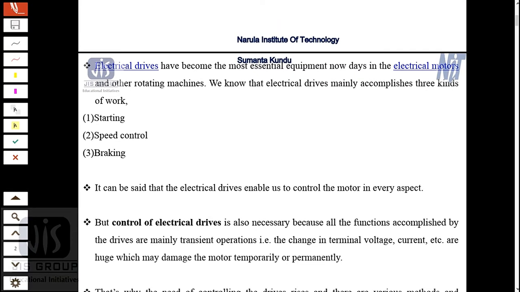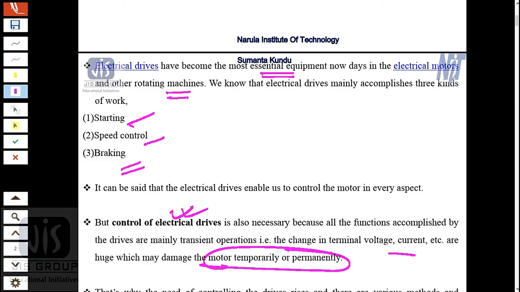So electric drives, we have discussed that it has become the most essential equipment nowadays for electrical motors, or for rotating machine. And basically we have known from our concept of electrical machines or our basic concept of electric drives that electric drives are mainly used to perform three prime works, that is starting, speed control and braking. So we can say that electric drives enable us to control the electric motor in every aspect. Steady state condition is not my lookout, but in transient condition, that is in case of changing terminal voltage, current, etc., where there is a chance of damage to the motor temporarily or permanently, this control of electric drive is very essential.